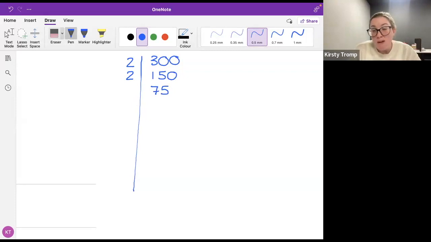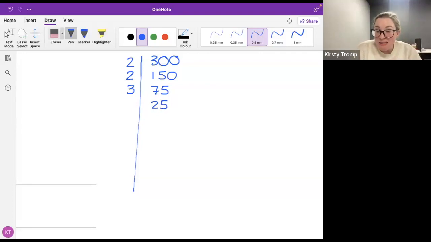No, it can't. What's the next prime factor? The next prime factor is the number 3. Can 3 go into 75? Yes, it can. 3 can go into 75. How many times? 25 times.